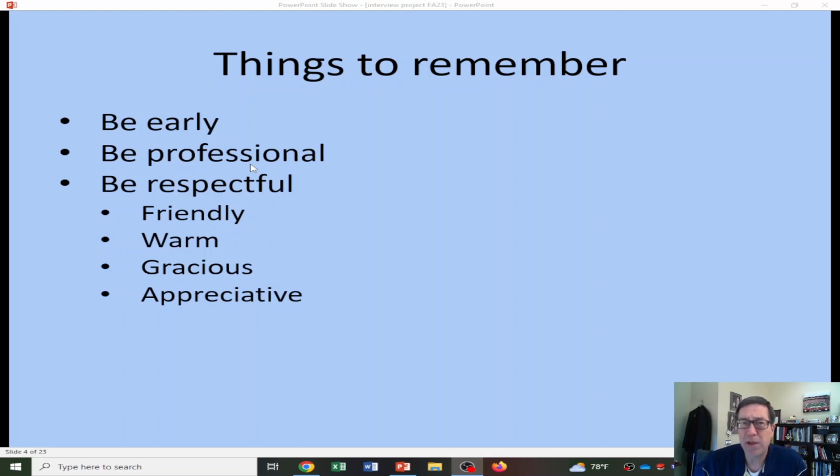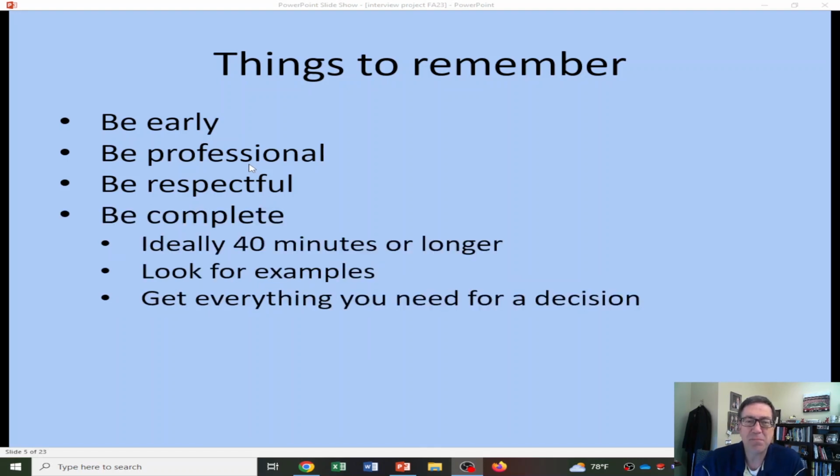A part of the grading for this is their perspective on how nice you were. So if you're friendly and warm and gracious, you ought to get good points for that. So be early, be professional, be respectful, and be complete. And I'd like to see your interviews be 40 minutes. The grading scale is going to be that if they're at least 30, you're going to get full points on them.